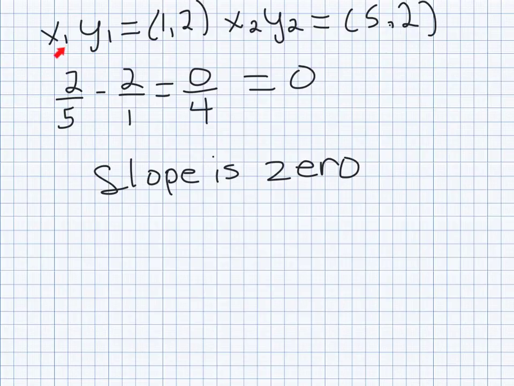So let's look at this. We have x1, y1 equals 1 and 2. x2, y2 equals 5 and 2. And so we put 2 minus 2 over 5 minus 1 equals 0 over 4. And now that is, because this is 0, then that is 0. And so the slope is 0. So when the 0 is on top, the slope is going to be 0. There's nothing that's taking place. It's just going to be straight across, although I didn't draw it so well.